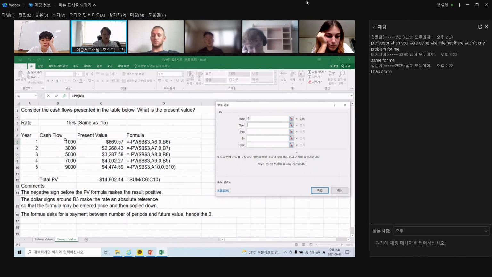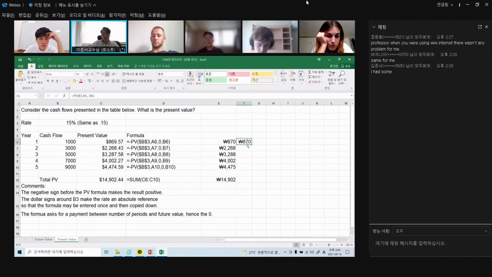The number of periods is 1 year later, and so on. No payment; the future value is $1,000. So definitely, if you want to get a positive number, you need to add the negative sign in front of the future value. Once you confirm, then you can get $870 as of today. Okay.